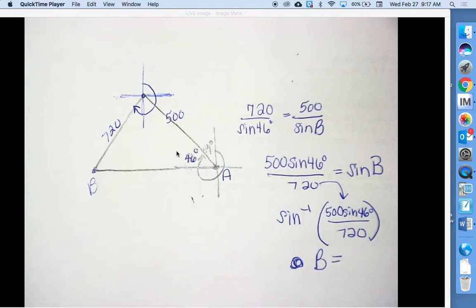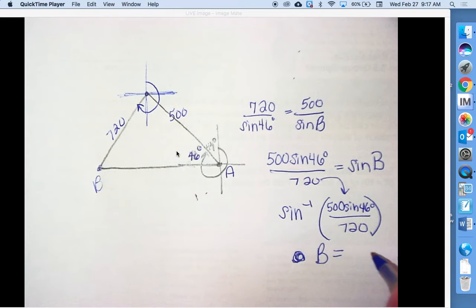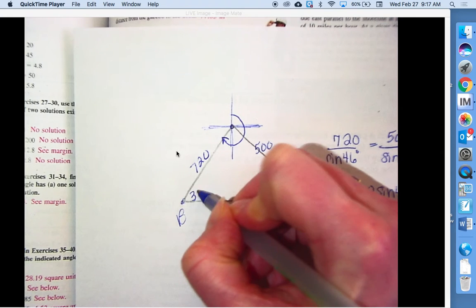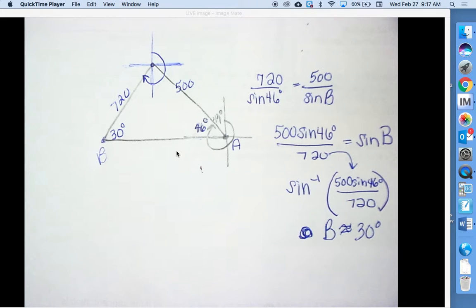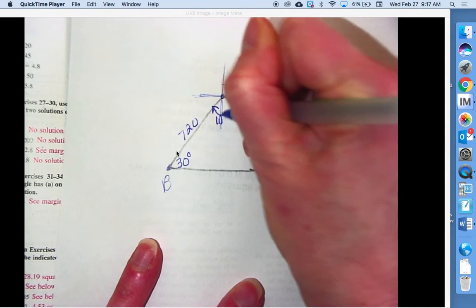I got 30 degrees. Yeah, it's about 30 degrees. I think I have 29.97. We'll say approximately 30 degrees. So this here is a 30-degree angle. So that means then the one on the top, if I have a 30 and a 46, that makes 76. And if we subtract that from 180, Jake, that makes about 60. No. My bad. 104. Yeah, that makes about 104 degrees.